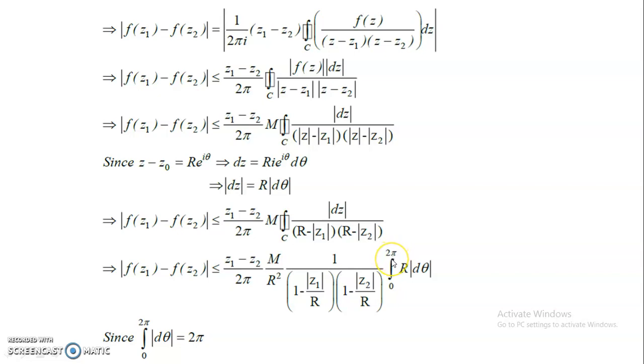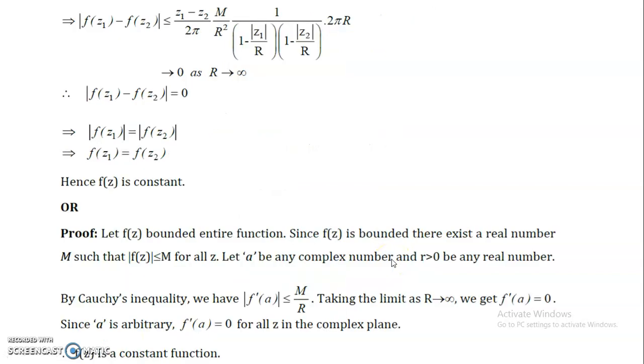The integral of d theta from 0 to 2 pi gives just 2 pi. And since r appears in the denominator of this expression, as r approaches infinity, this term becomes 0. So the difference, modulus of f of z1 minus f of z2, is equal to 0.